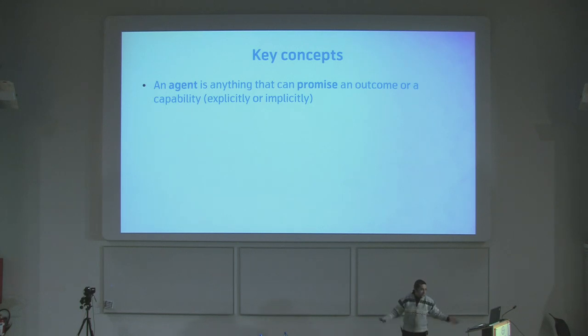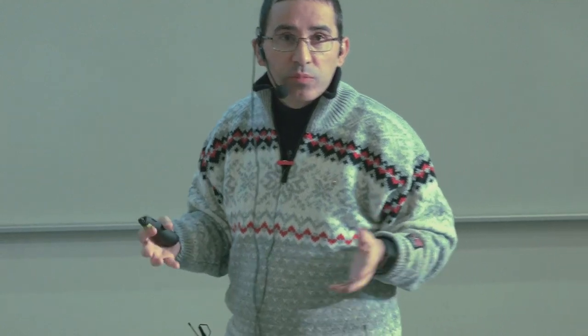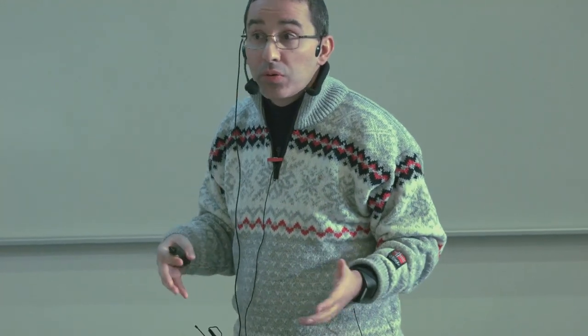Key concepts: agents and promises. Basically, an agent is anything that can promise an outcome or a capability. And it makes that promise explicitly or implicitly. Ooh. What does that mean? Let's start easy.